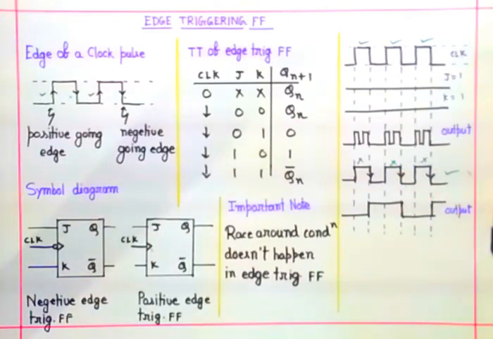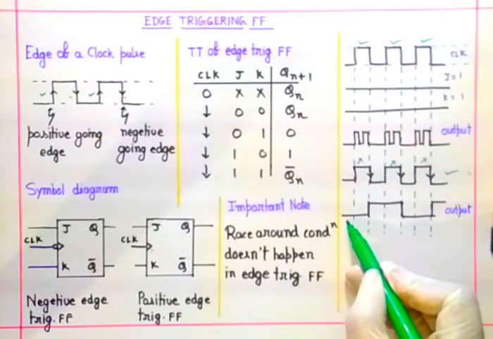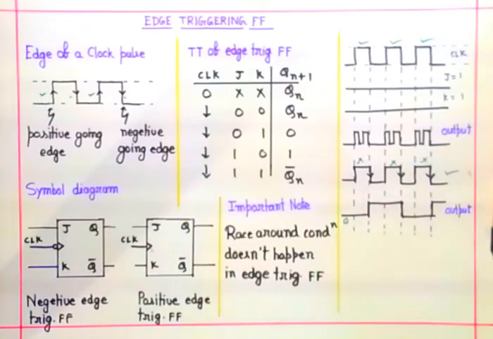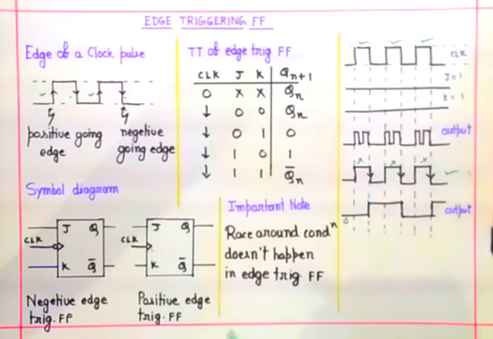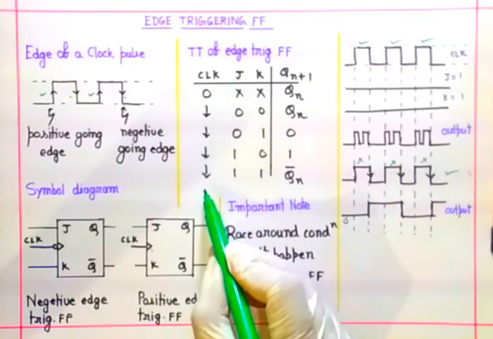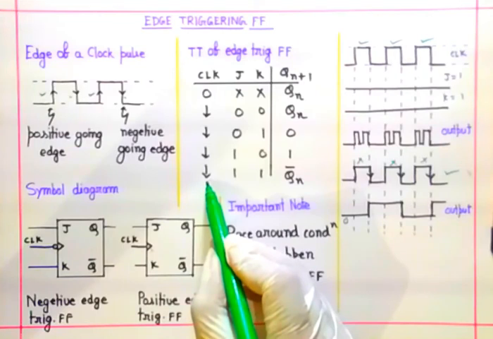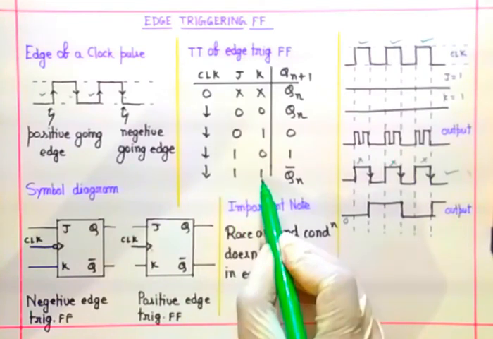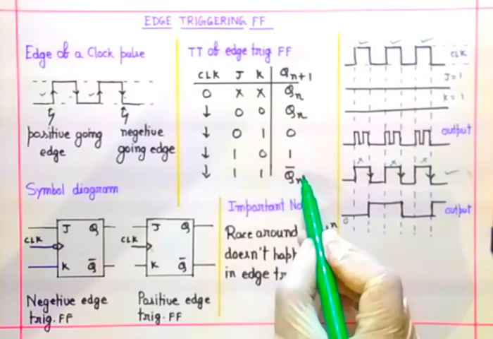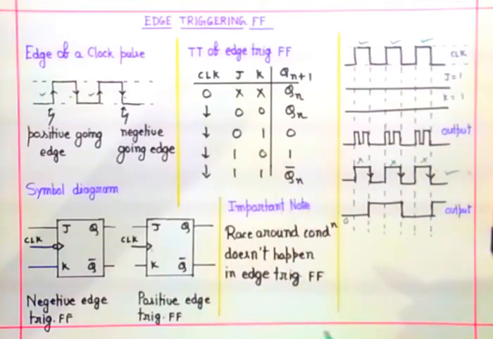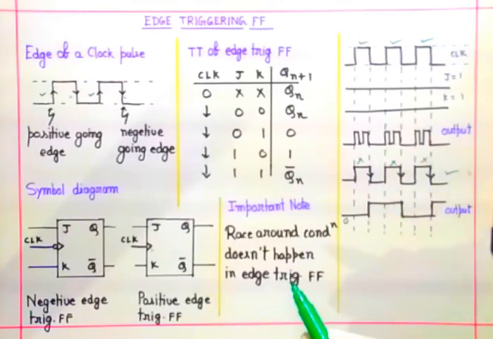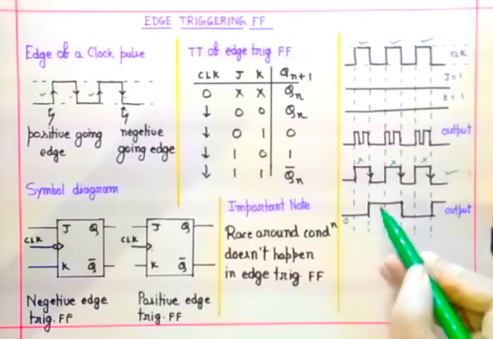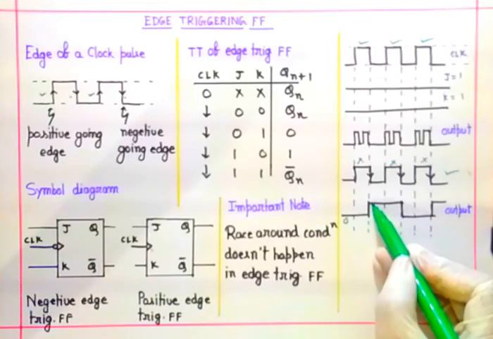Okay, so assume the initial value of the output is 0. Okay, so what will happen during this negative going edge? Again come to the truth table. When we are giving negative going edge and JK value is 1, the output is complement of previous state. That means during negative edge the output will be the complement of 0. That means it will jump to 1.